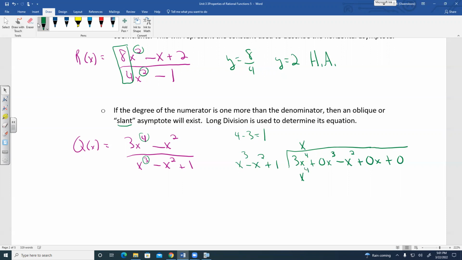We multiply x times negative x squared, that's going to give me negative x to the third. And x times 1 gives me x. So this term's missing, so I could put plus 0x squared for that. And then plus 1x.